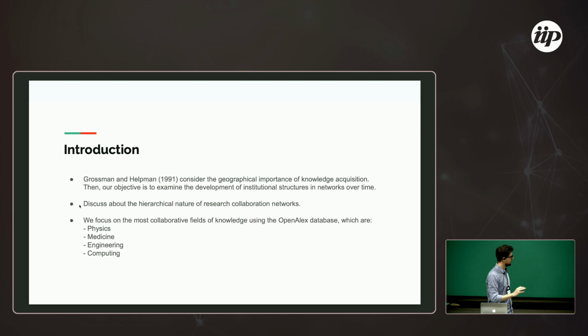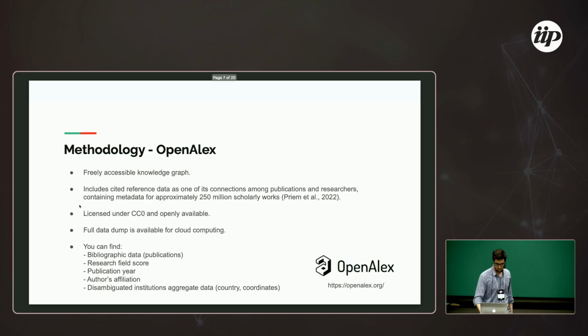In this work we focus on the most collaborative fields of knowledge, which are physics, medicine, and engineering and computing. In our methodology, we use OpenAlex, a freely accessible knowledge graph that includes more than 250 million scholarly works. It's openly available, and the full data is available for cloud computing. You can find bibliographic data like citations, research field score, publication year, author affiliation, and also institution aggregate data like the country of the institution and coordinates.